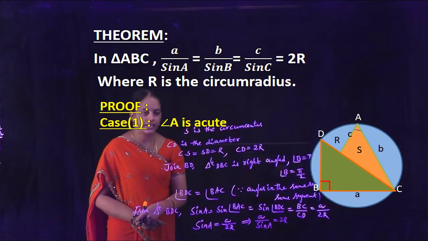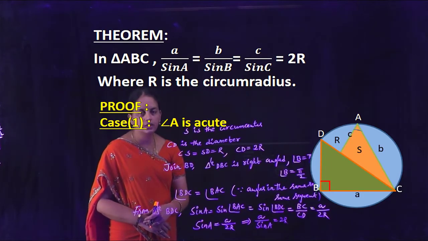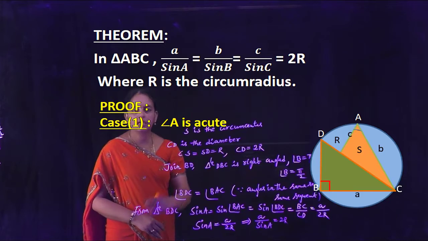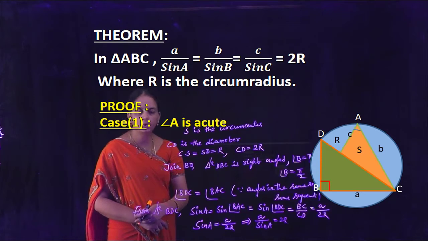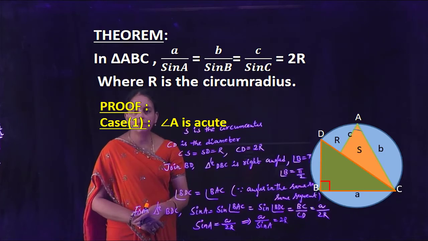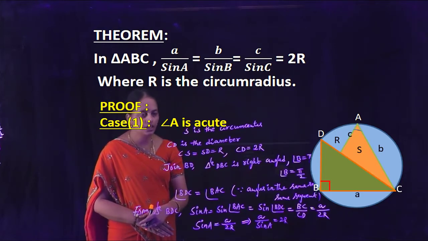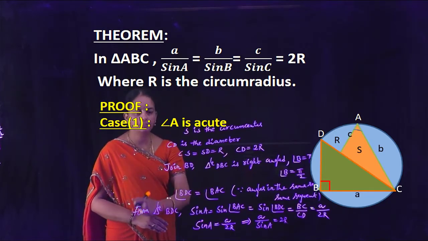If angle A is acute, then the circumcenter lies inside the triangle. From the figure, S is the circumcenter and CD is the diameter. Hence, CS equal to SD equal to R, where capital R is the radius, and CD equal to 2R, that is the diameter. Here, join BD, then triangle DBC is right angled at B, and we know that angles in the same segment are equal. That's why angle BDC is equal to angle BAC.